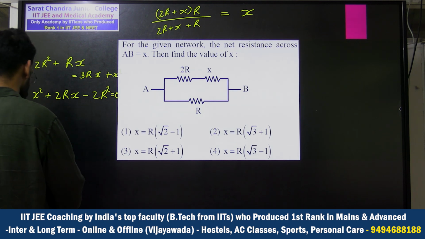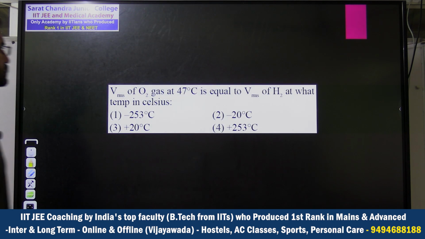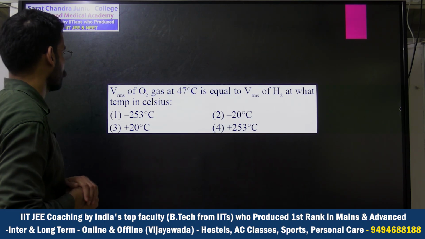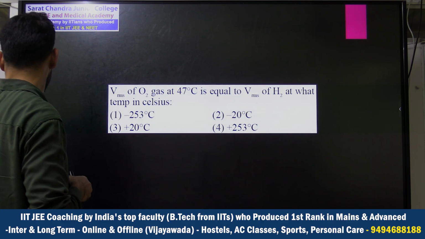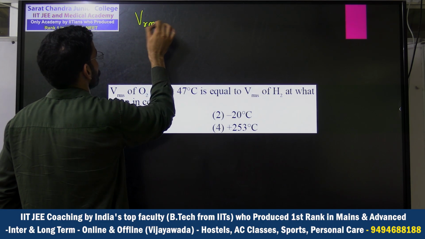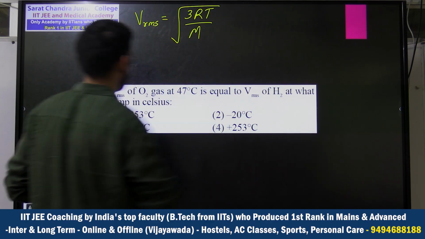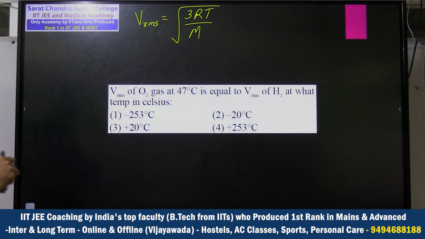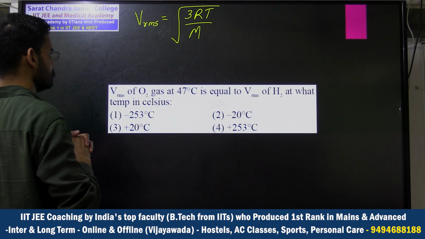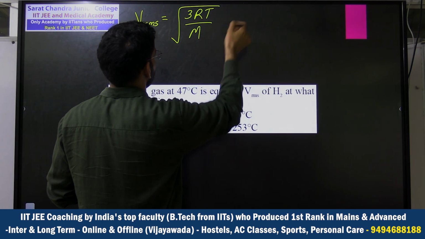That's it. Next. Vrms of O2 gas at 47 degrees centigrade is equivalent to Vrms of H2 at what temperature in Celsius? So Celsius only we have to answer. So Vrms formula first of all: under root 3RT by M, where M is the molecular mass. If I write it down for O2 once and then for H2, they are equal for both of them. So let's equate that directly. The root will not matter, so T by M, T by M.